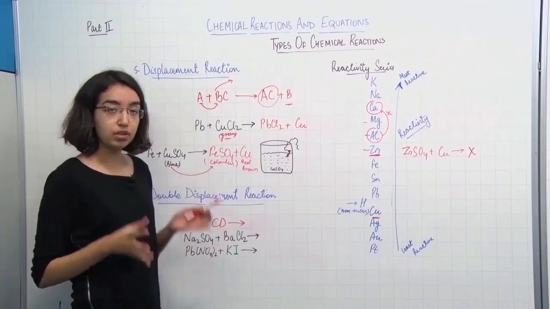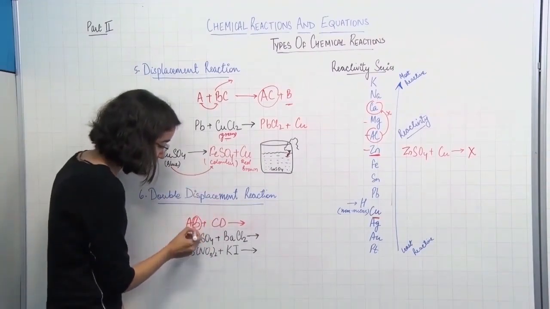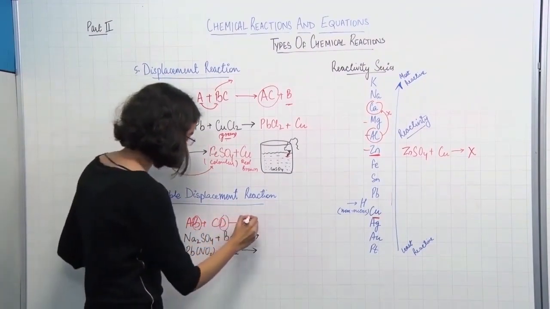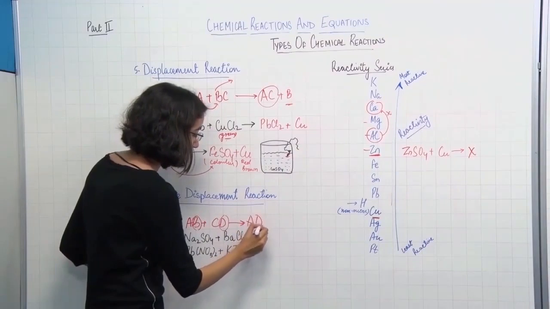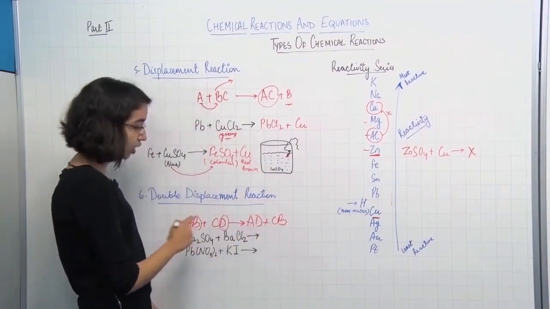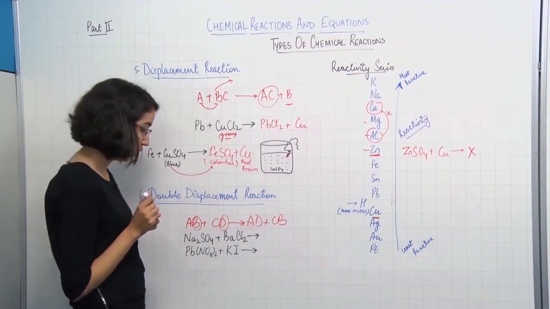This reaction happens when two compounds exchange their ions. The B here and the D here are ions. So the compounds exchange them. New compounds will be AD plus CB. They have exchanged their ions. In this case, it is called a double displacement reaction.